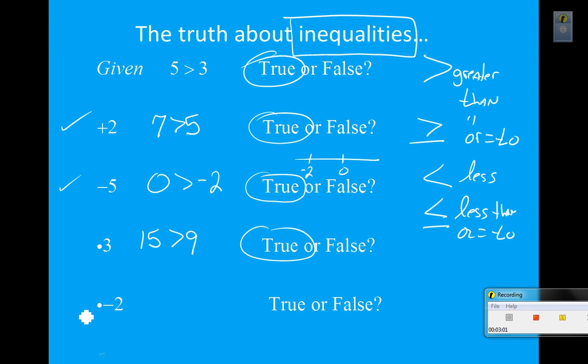Now let's look at what happens though if I multiply by a negative number. 5 times negative 2 is negative 10, is greater than 3 times negative 2 is negative 6. That, my friends, is false. There's only one rule I need you to remember on inequality. If you multiply or divide by a negative number, you got to flip this sign to make a true statement. That's the only thing you have to worry about.